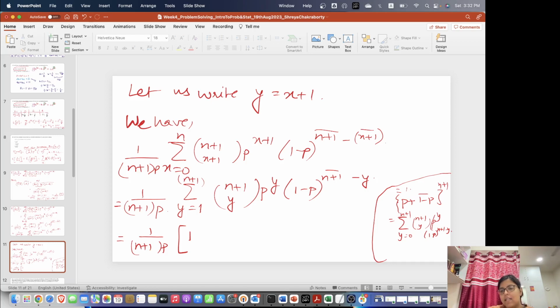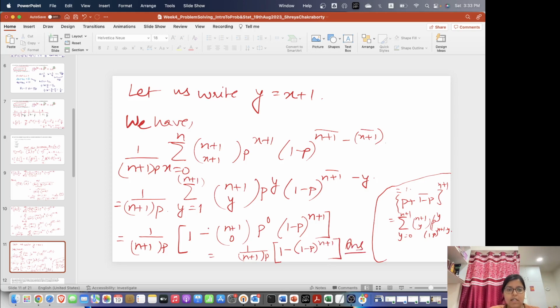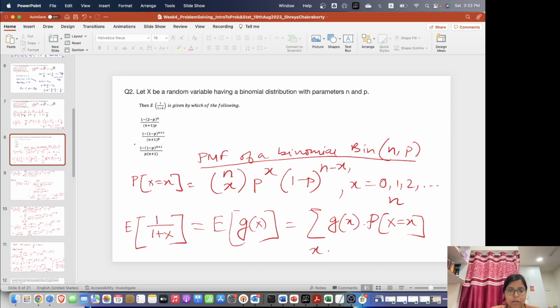So since the y equal to 0 term is missing, I can write it as 1 minus n plus 1 c0, p to the power 0, 1 minus p to the power n plus 1. So this will be 1 by n plus 1 into p into 1 minus, n plus 1 c0 is 1, p to the power 0 is 1, we have 1 minus p to the power n plus 1. So this is our answer, that is this one.